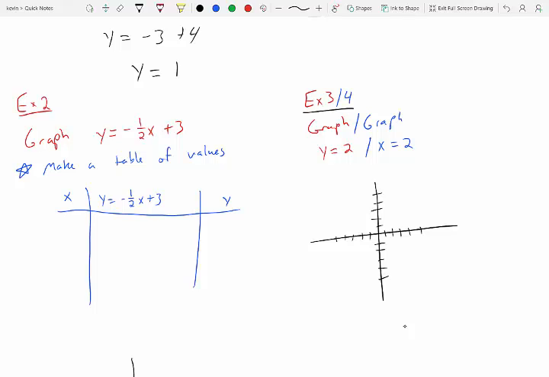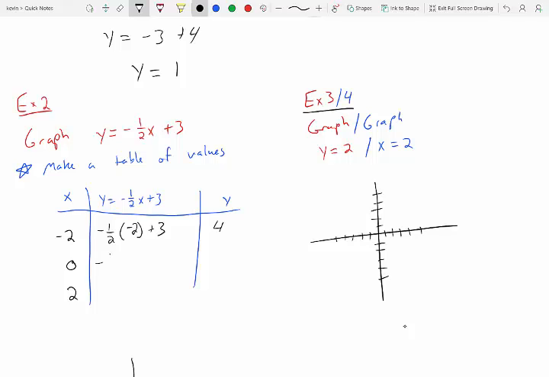So what I want to do is I want to use the point 0 for an x. I want to go into my negatives, so I'm going to use negative 2, and I want to go into my positives, so I'm going to use 2. So in this part I need my y values, so I put negative 1/2, and I see an x, so times negative 2 plus 3. Negative 1/2 times negative 2 is 1, plus 3 is 4.